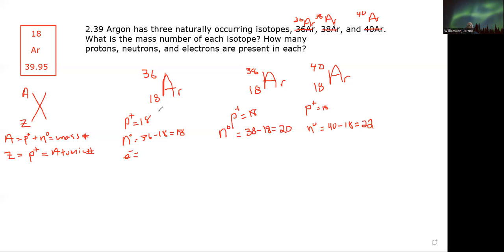The number of electrons for the neutral element, protons and electrons will be equal. So this will be 18 electrons. Same thing here, will be 18 electrons. Same thing here, will be 18 electrons.